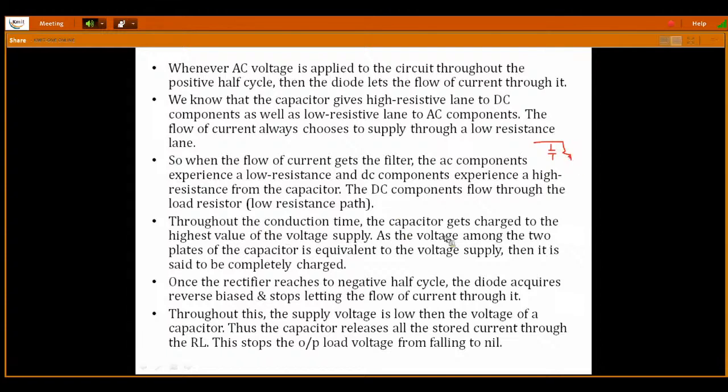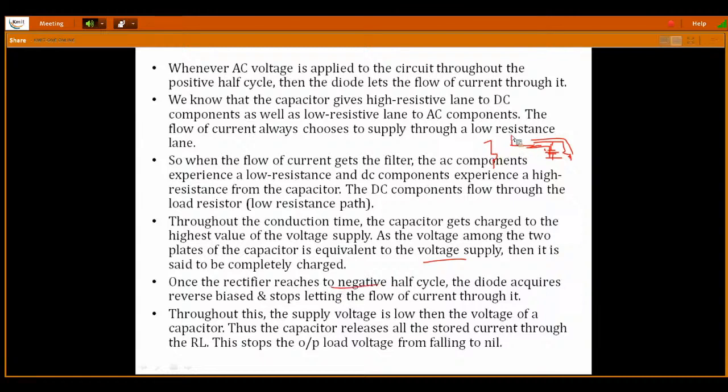Throughout the conduction time, the capacitor gets charged to the highest value of the voltage supply. During this time, the AC ripples go through the low resistance path, and the capacitor allows this AC component. Whenever something is flowing through the capacitor, automatically it is going to store some energy. That's why, with respect to the AC ripples, the capacitor is going to be fully charged. The voltage across the two plates of the capacitor is equivalent to the supply voltage. The same voltage you supply at the input side is developed across your capacitor.